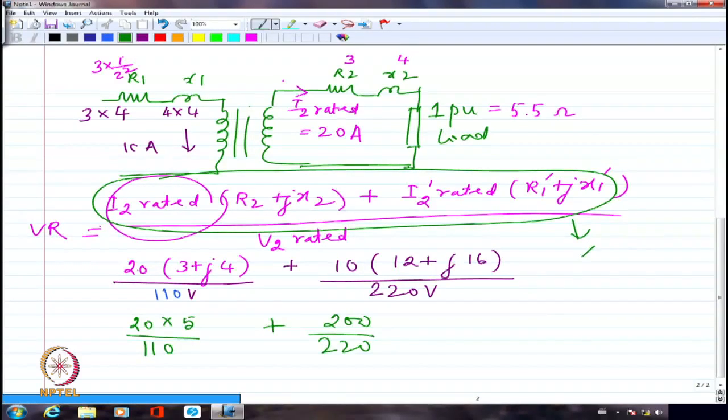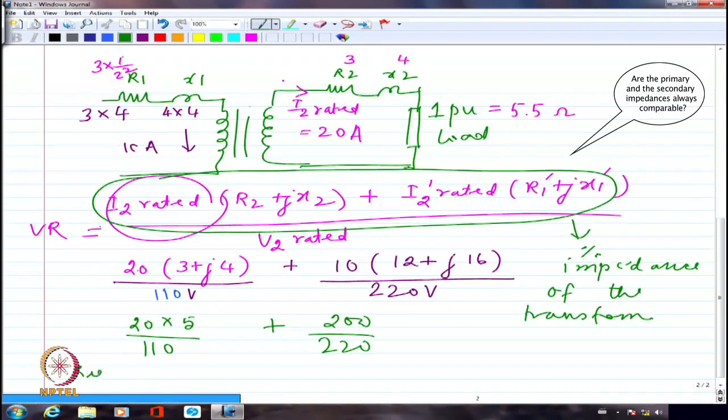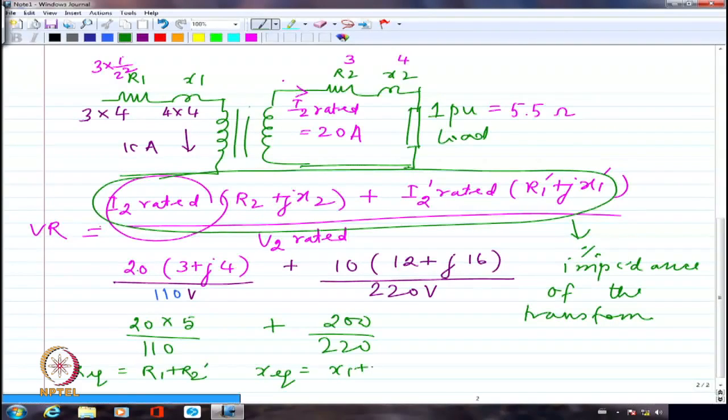So, if I am having, let us say, R equivalent equal to R1 plus R2 dash and X equivalent equal to X1 plus X2 dash. See, normally in most of the transformers, the primary and secondary will be comparable. You might have been given different values. Even if you are given different ohmic values, if you convert that into its own base, you will see that the percentage values are comparable. That is, one may have 3%, the other might be 3.25 or 3.5%. That's all I'm trying to say.